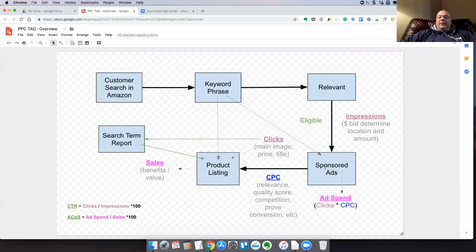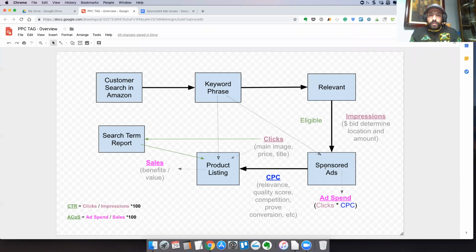So could it be relevant and still not show up because your bid may not be at the right amount? Yes, 100%. So you just have to play with that then. Yeah. Okay. It's not an exact science, but it's a big idea.